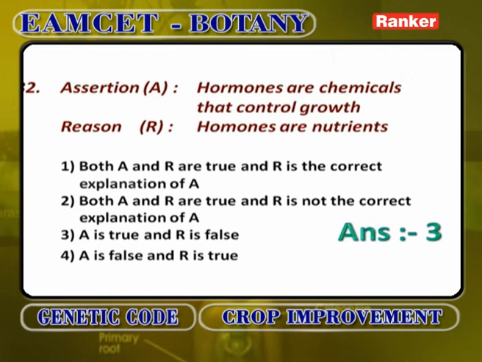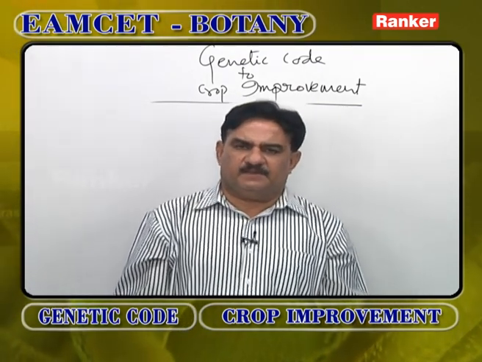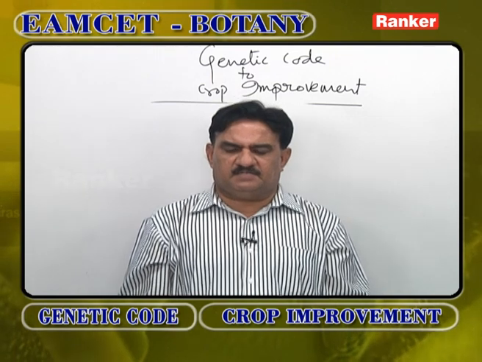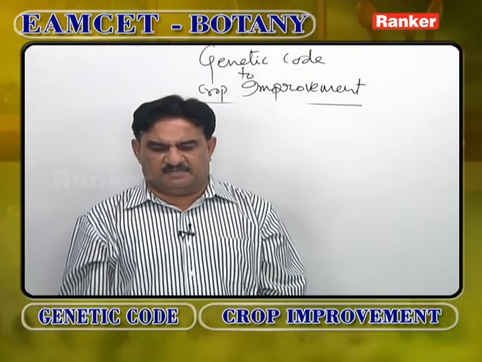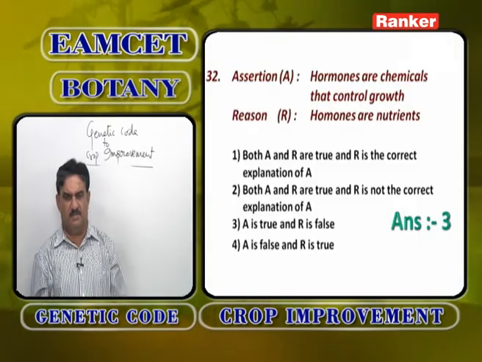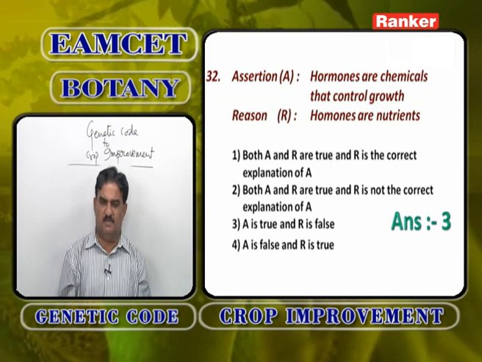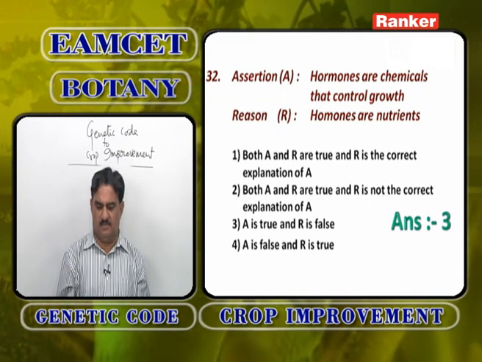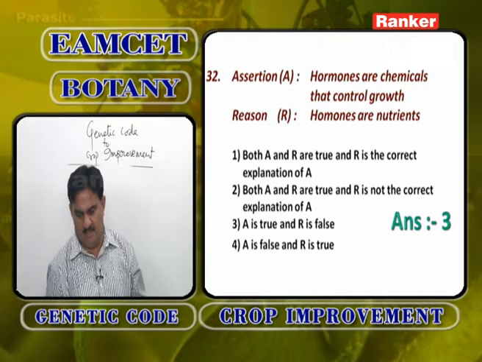Assertion reasoning. Hormones are chemicals that control growth. Hormones are definitely small chemicals in minute amounts formed at one place, go to any place in the plant and show the same activity as they show at the place of their formation. So hormones are chemicals that control growth is correct. Hormones are nutrients is wrong. Hormones are not nutrients. They are the only chemicals which control growth, development and everything. So A is true, R is false.